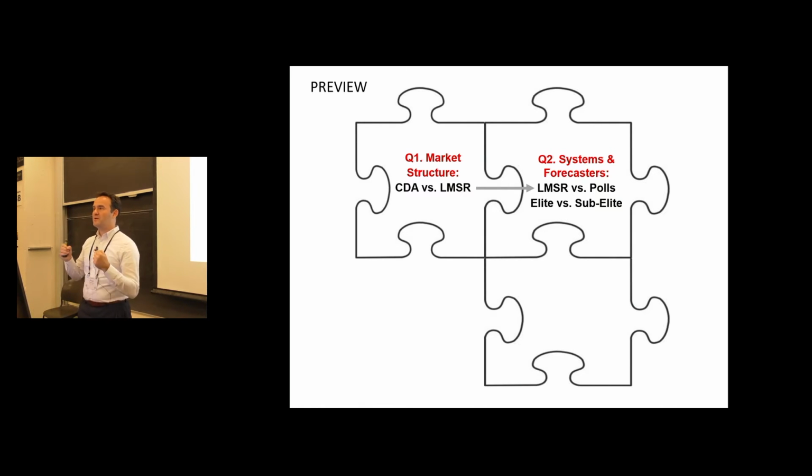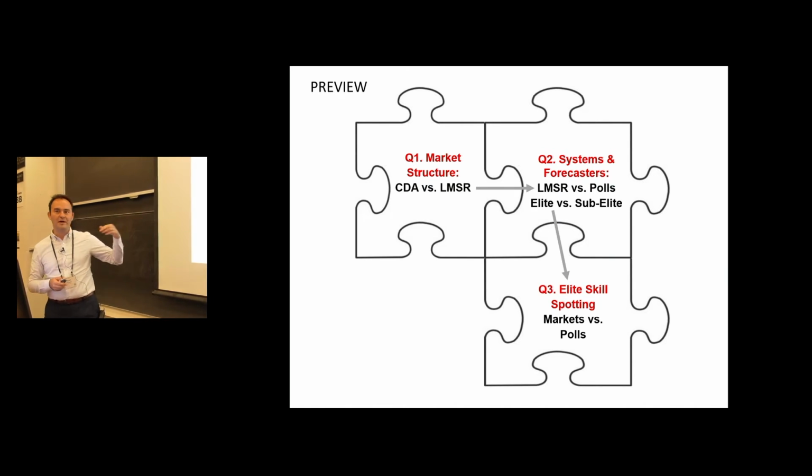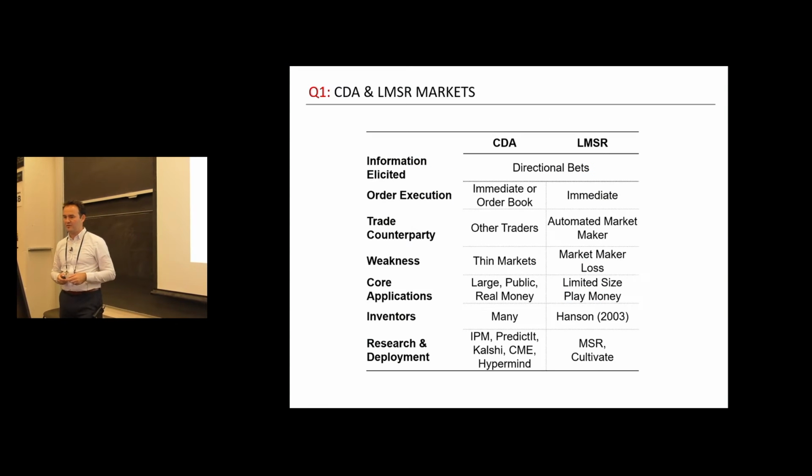And then we're going to look at LMSR markets and team polls with either small groups of elite forecasters or a larger group of non-elite forecasters. It will turn out that the elite forecasters are doing quite well in both systems. So then we're going to look at which system, between prediction markets and prediction polls, gives you a more precise and reliable signal about who is good at prediction. So how do you qualify or identify the elite forecasters?